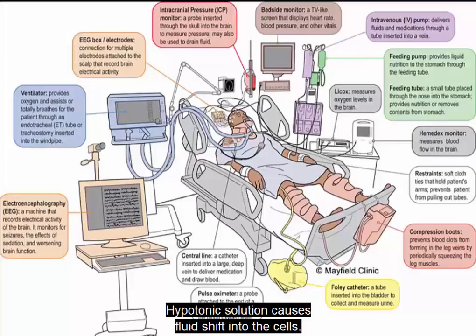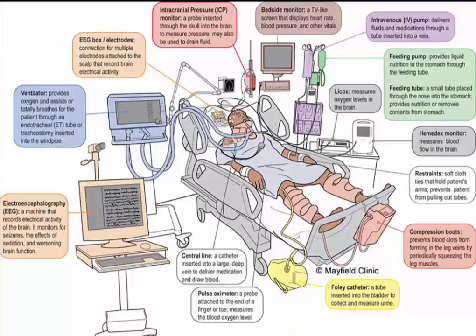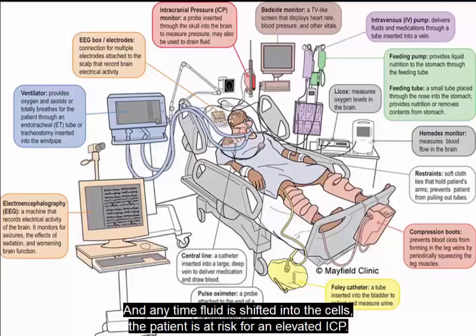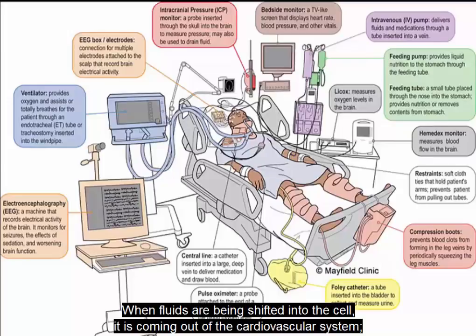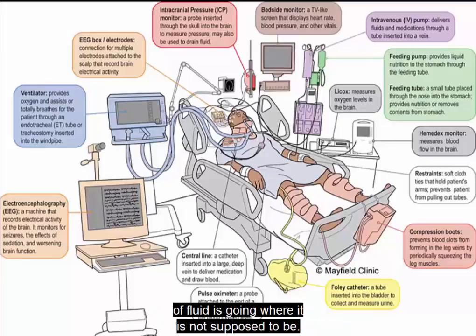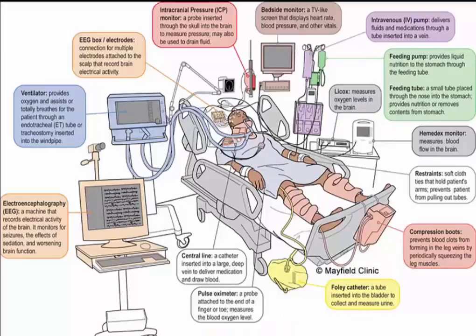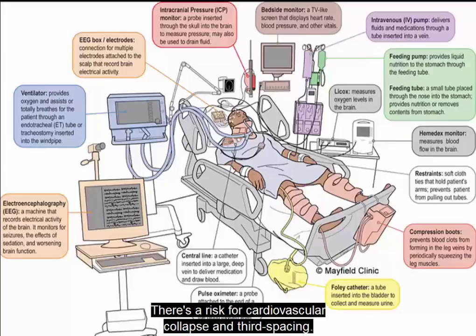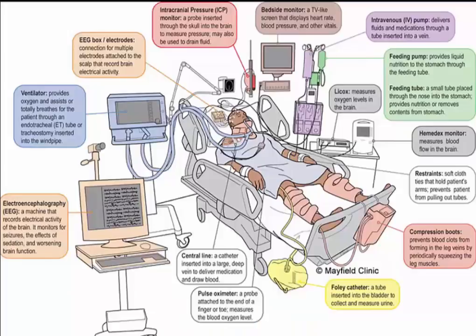Hypotonic solution causes fluid shift into the cells. And any time fluid is shifted into the cells, the patient is at risk for an elevated ICP. When fluids are being shifted into the cell, it is coming out of the cardiovascular system, and this is causing a risk for a cardiovascular collapse because the movement of fluid is going where it is not supposed to be. It causes an elevated ICP, there's a risk for cardiovascular collapse and third spacing.